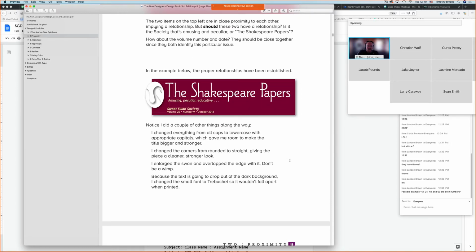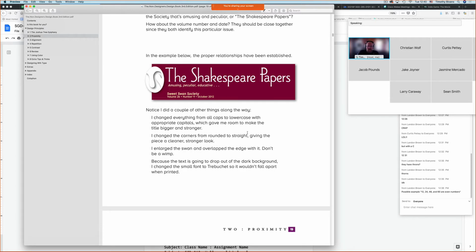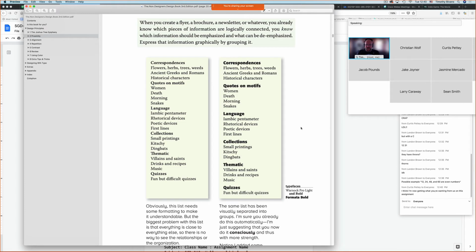In the example below, the proper relationship has been established, right? Note that amusing, peculiar, educative is right below the Shakespeare papers. And Sweet Swan Society, volume 26, number 9, is all together, right? This is a much cleaner and much more informative layout, right? Look at these two, right?